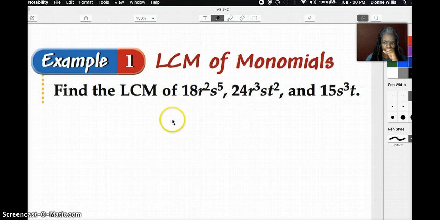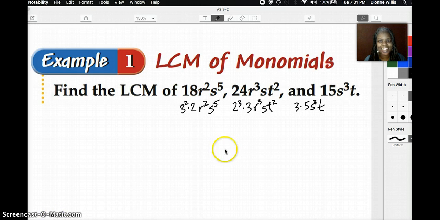And so what I like to do, and I've mentioned this before, is you know that the least common multiple must contain each of these numbers. So one thing we can do is factor each of the values to see what all the factors are within each number. So here I've factored them down into their prime factorization. And what I do is I can literally just take one number. Let's take this first one, the 18r squared s to the fifth. And that's going to be written as 3 squared times 2 times r squared s to the fifth.